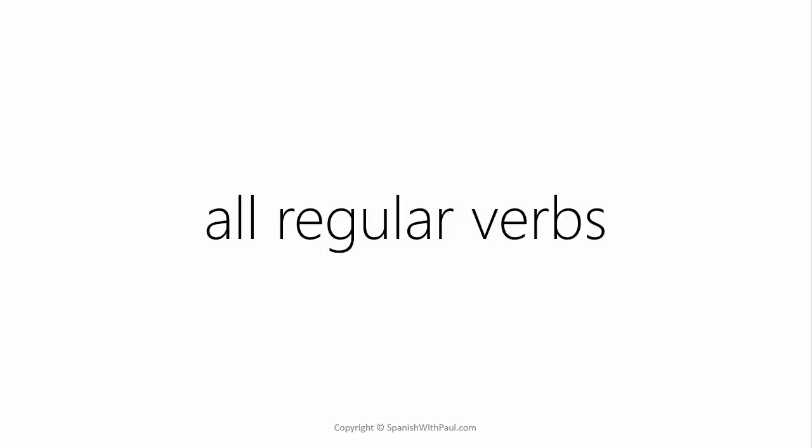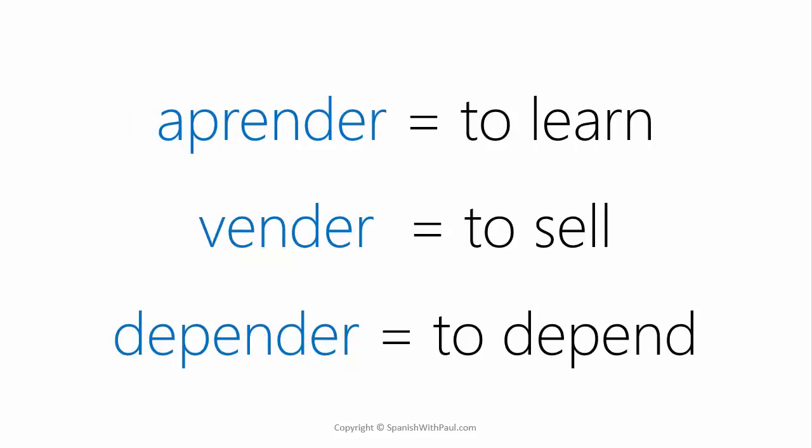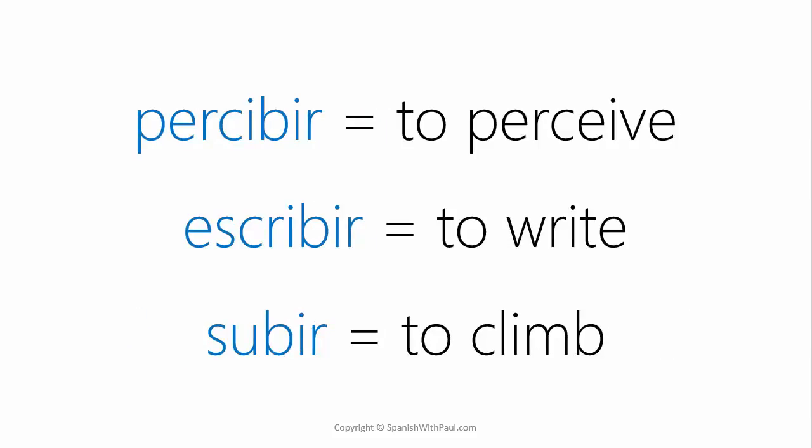So we'll have three AR verbs, which are going to be escuchar, to listen to, prestar, to lend, and arreglar, to fix. Then three ER verbs, which will be aprender, to learn, vender, to sell, and depender, to depend. And finally, three IR verbs, which will be percibir, to perceive, escribir, to write, and subir, to climb.